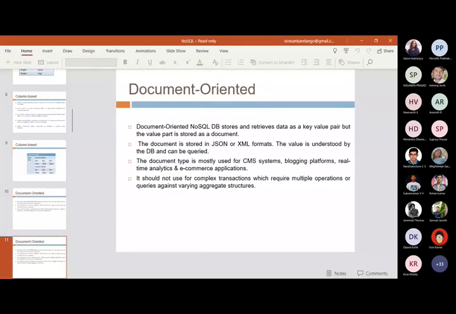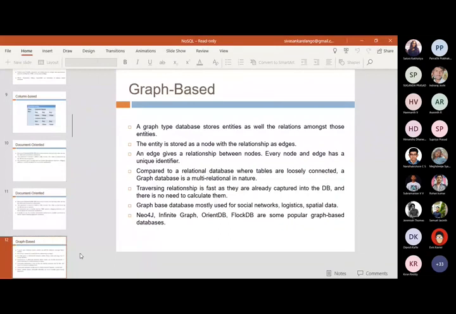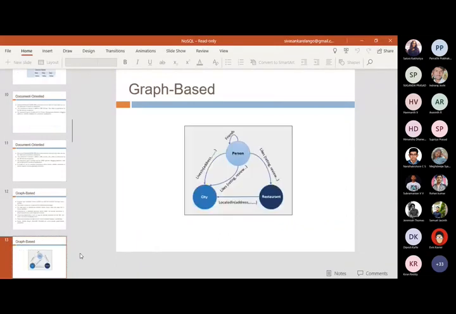So the last category of NoSQL database is going to be a graph-based database. This is how we represent a graph-based database. You have nodes. Generally, in graph-based NoSQL databases, any graph consists of nodes and edges. Here nodes are used to store the entities, and the edges represent the relationship between the entities.